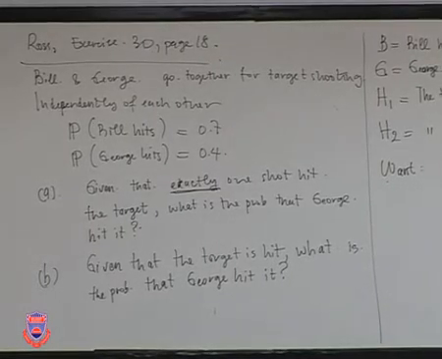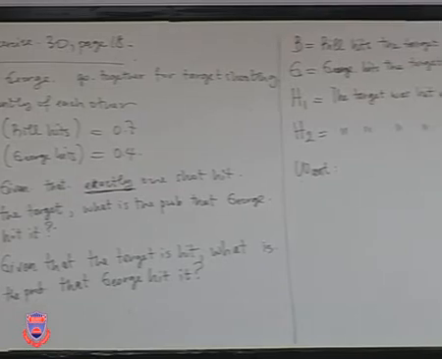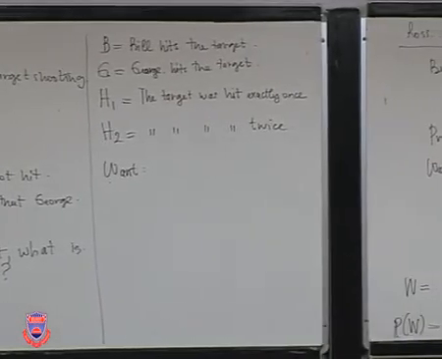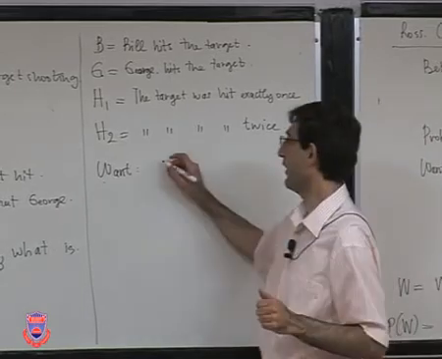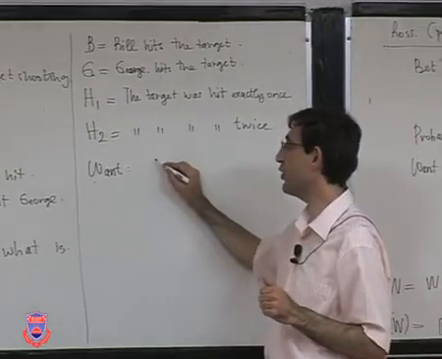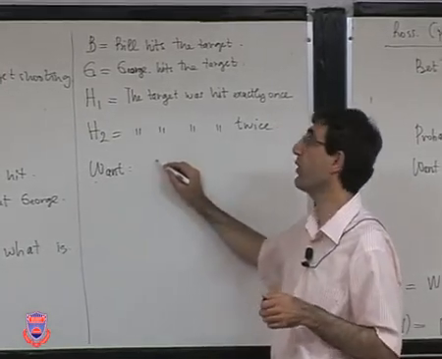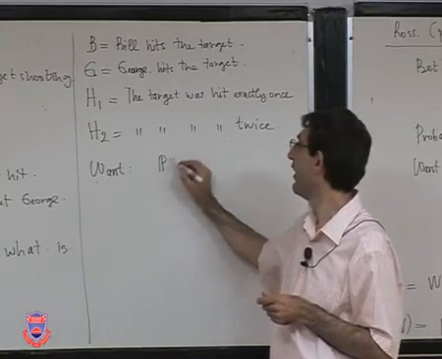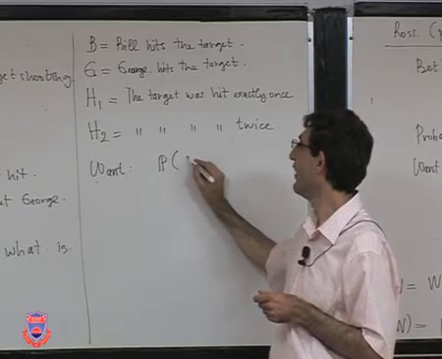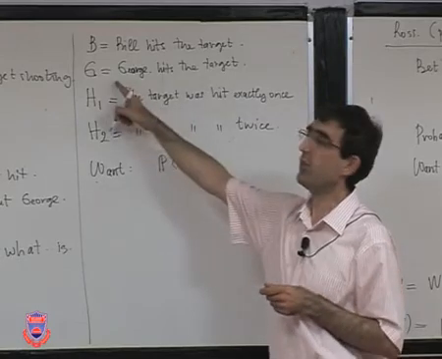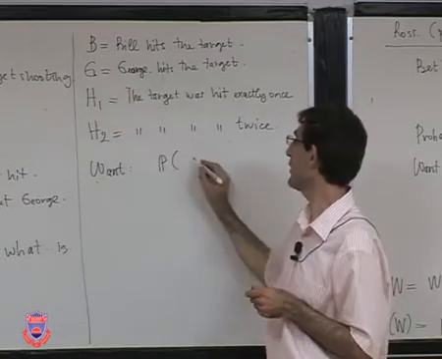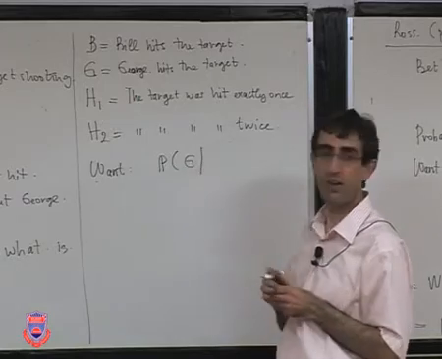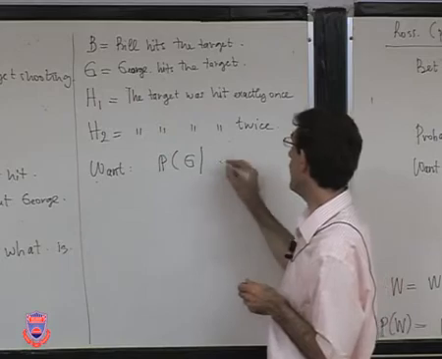We want two events at the same time, which is George will hit the target and Bill does not. Okay, so I will start: it is the probability of such and such events. George hits. So I can use G, given that B complement.